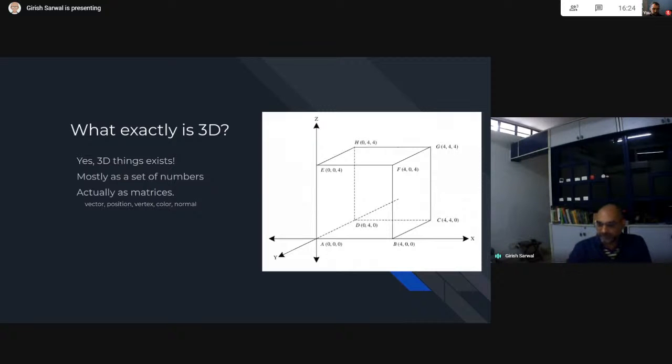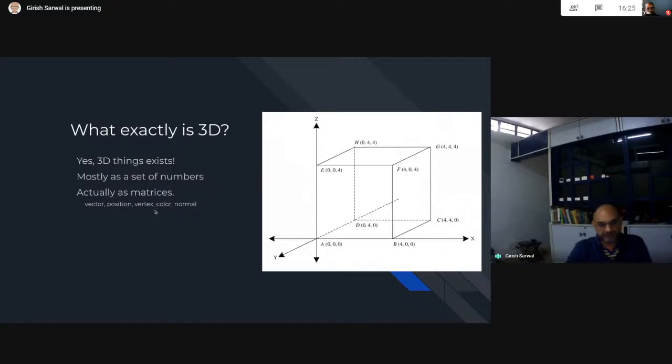Now, some of you might say that they don't exist as matrices; they exist as numbers. But the reason why I say they exist as matrices is because if you look at the basic form of how a 3D vertex is stored, it is stored as a matrix inside your RAM. So you essentially have 3 floats in a line or 4 floats in a line that represent a vector, which is why I believe that it is stored as a matrix.